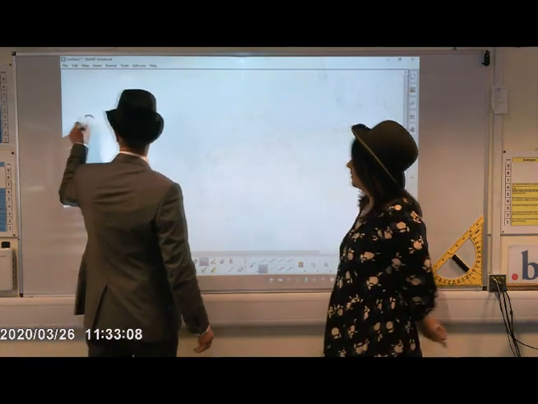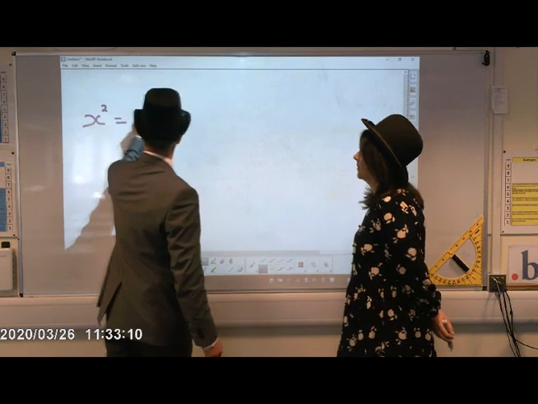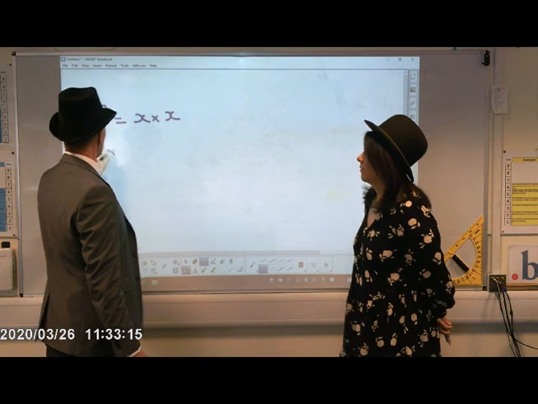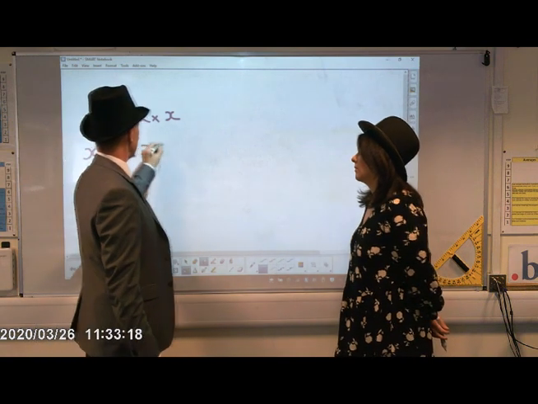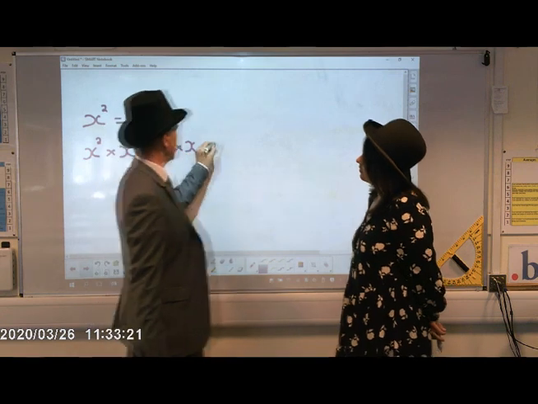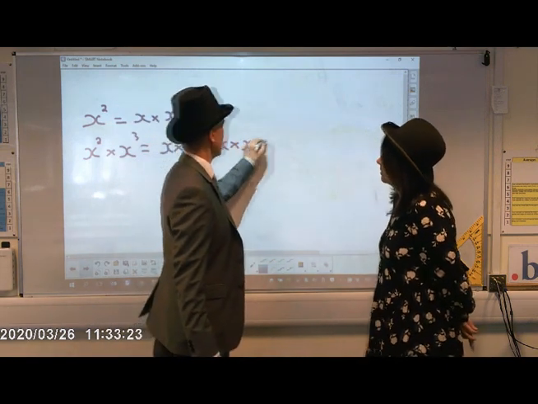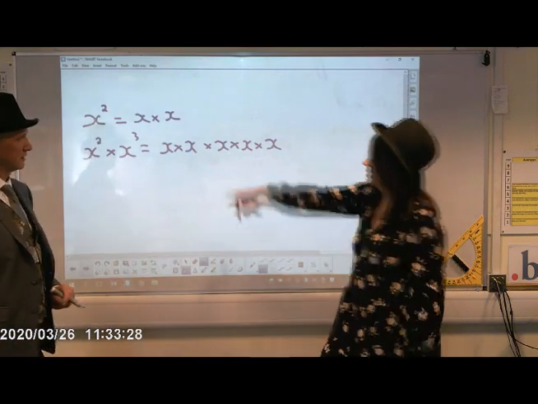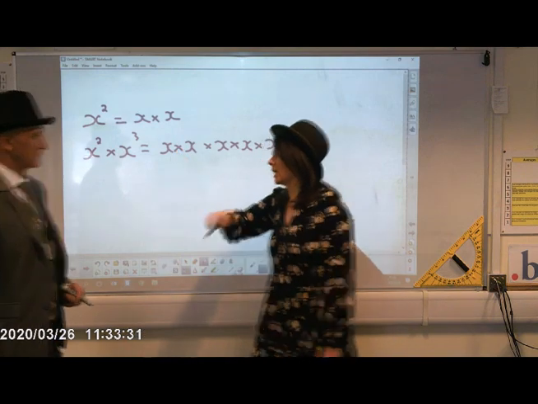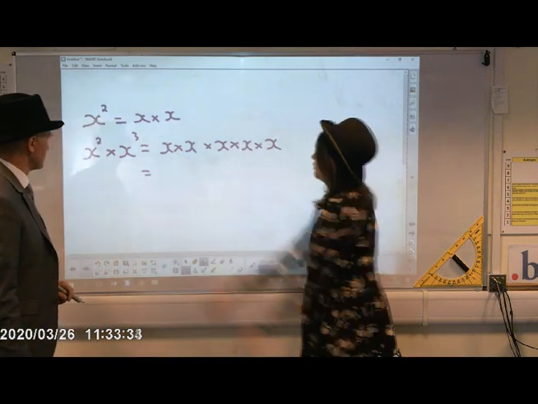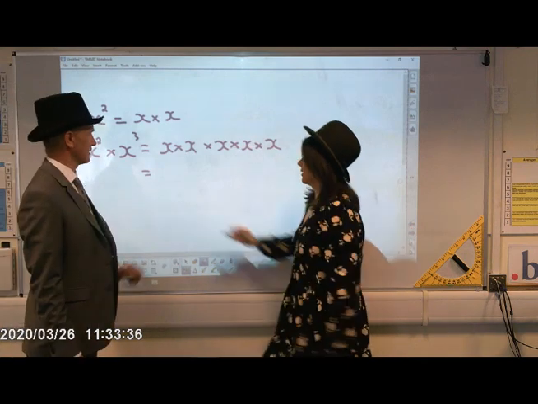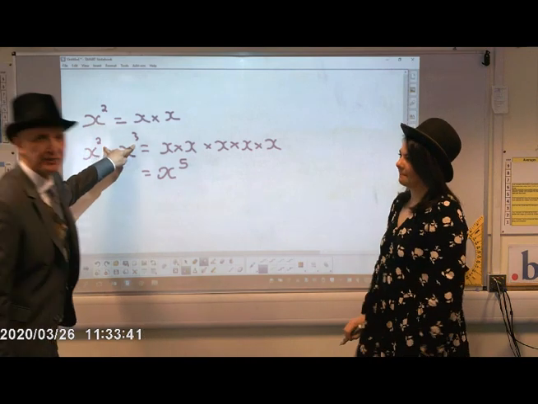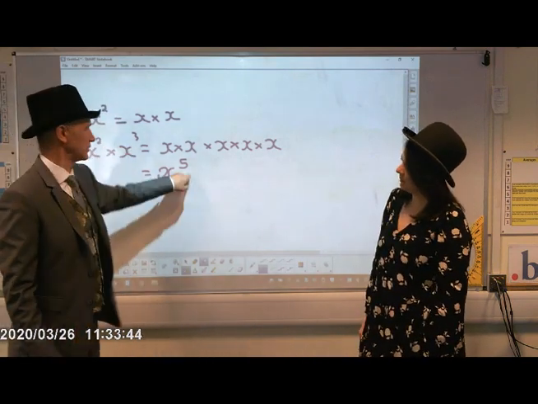For example, as we all know, x squared is x times x. But if we have x squared times x cubed, what we're really saying is x times x, and then x times x times x, times together. So we've got x times x times x times x times x, which is x to the 5. So what's happened to these little powers, these indices? They've been added together.